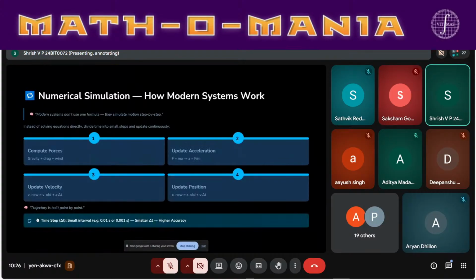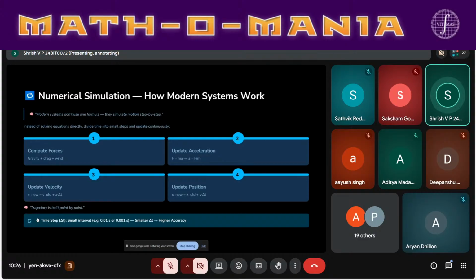Let us see that. Modern systems don't work by using one direct formula. They simulate motion step by step instead of trying to calculate the entire motion at once. In order to do so, we divide time into very small intervals called a time step. It's usually very small, like a time interval of 0.0001 seconds. Now, at each very small time step, the system performs four key operations.